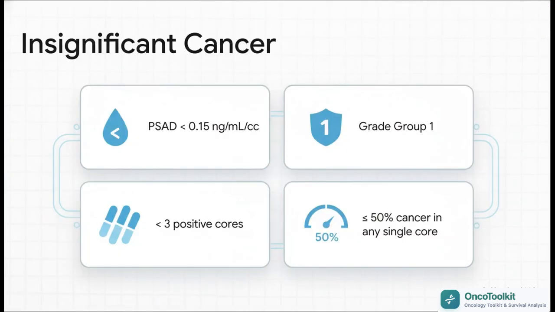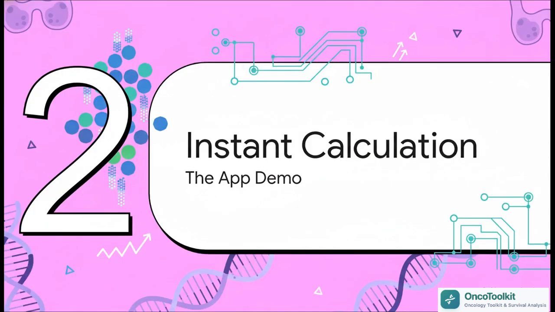Now, the key thing to remember here, and this is crucial, is that a patient has to meet all of these strict criteria. It's not a most of them situation. If even one of these boxes isn't checked, let's say they have more than 50% cancer in just one core. Boom, they fail the criteria. Simple as that.